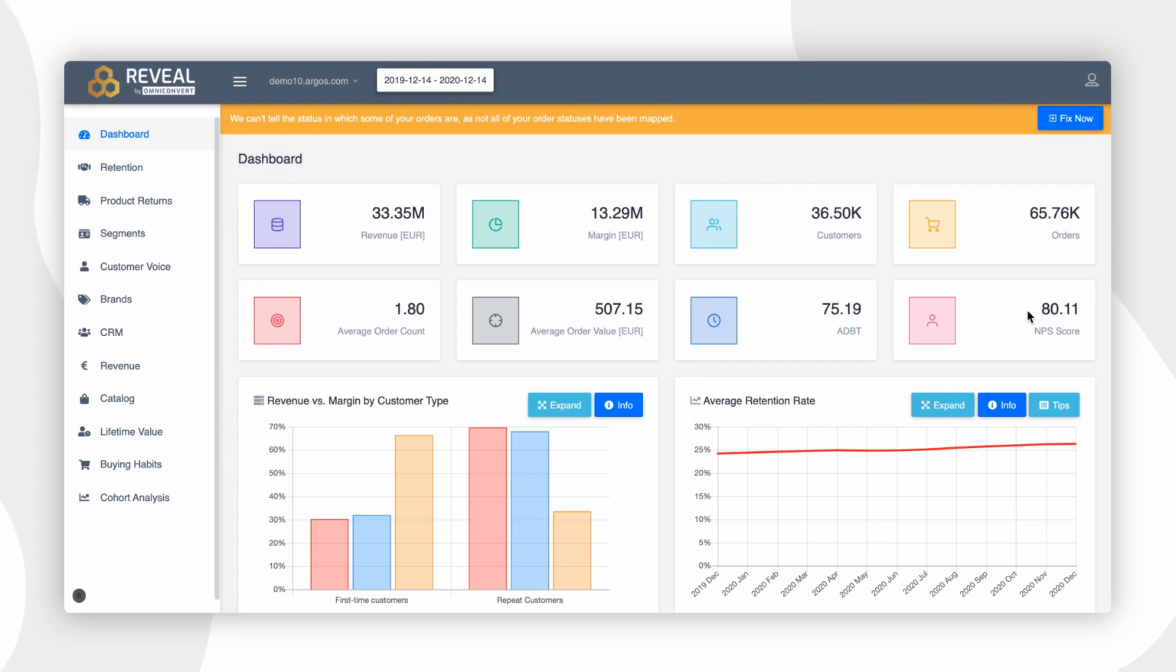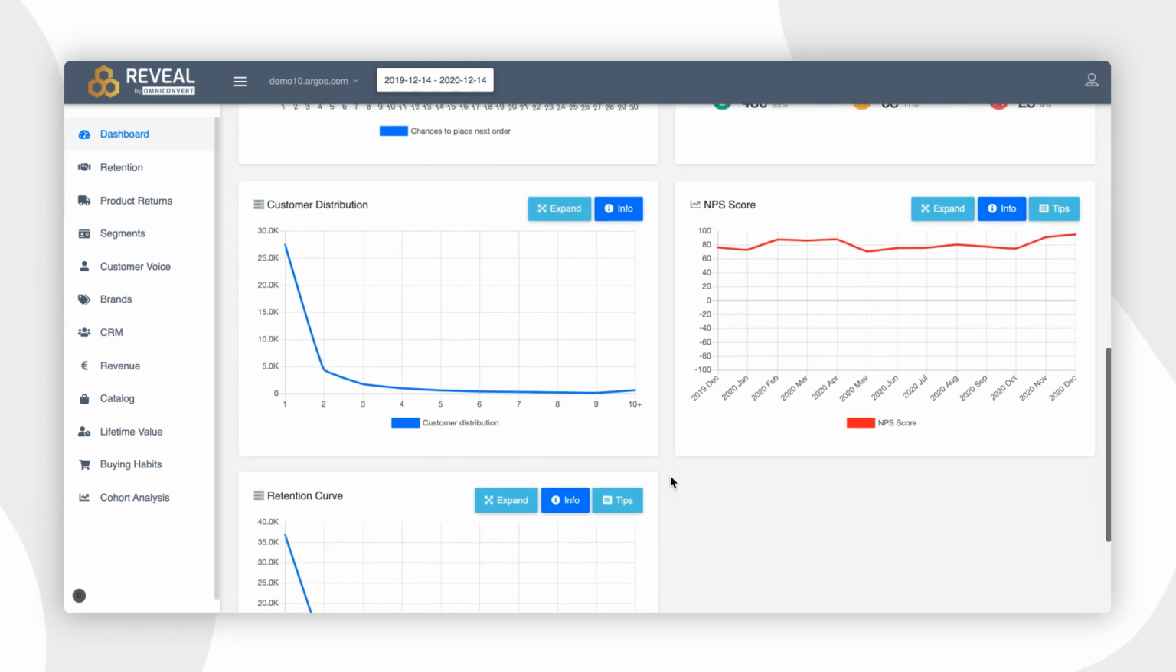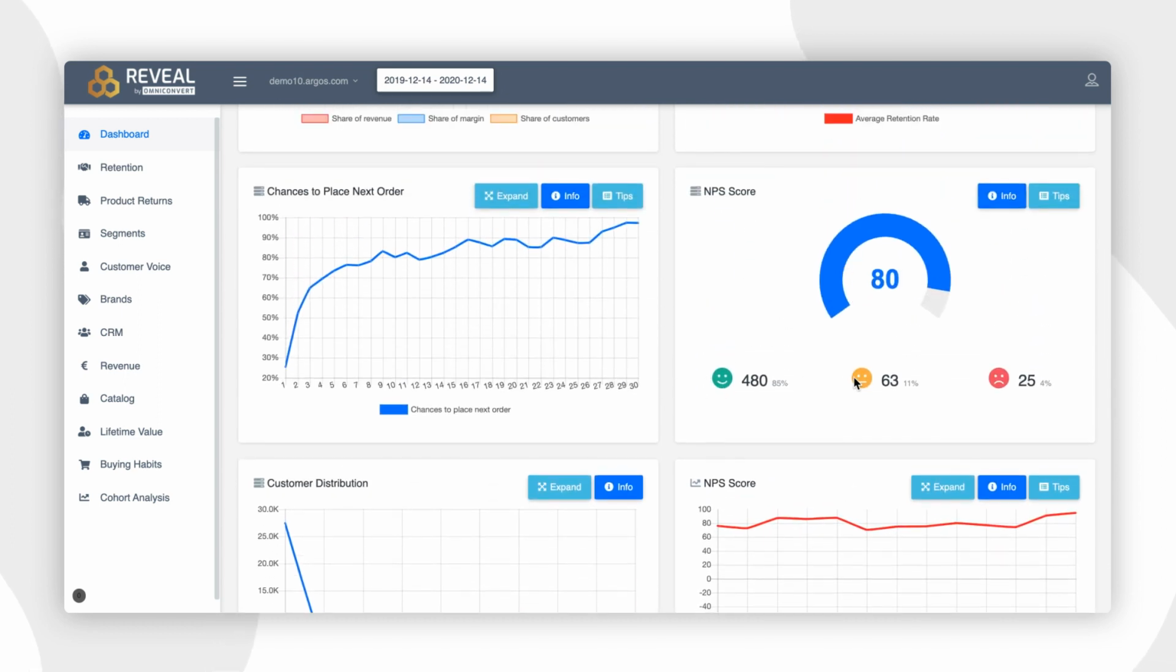The integration between Reveal and Klaviyo, SendGrid or Explore, will enable you to easily send the survey and retrieve the information to Reveal. You can look at this metric in three ways: the overall score, how it fluctuated over time, or the distribution between detractors, passives, and promoters.